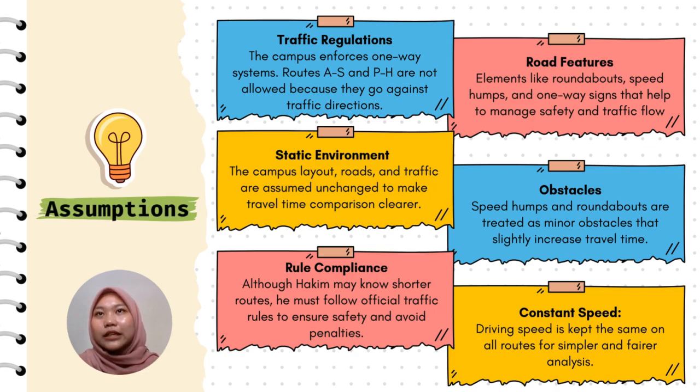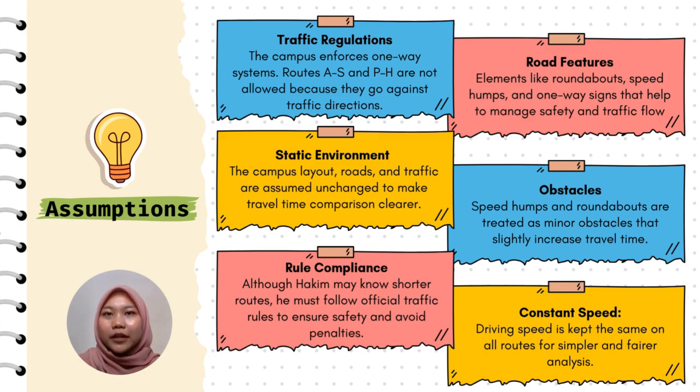Alright, moving on to the assumption slide. To make our assumptions consistent, we made several assumptions. The first one is traffic regulation, where we strictly follow only the one-way routes, and routes that go against the traffic flow, such as AS and also PH, cannot be used. Next is road features. Elements like roundabouts and speed humps exist, but they are treated as minor obstacles.